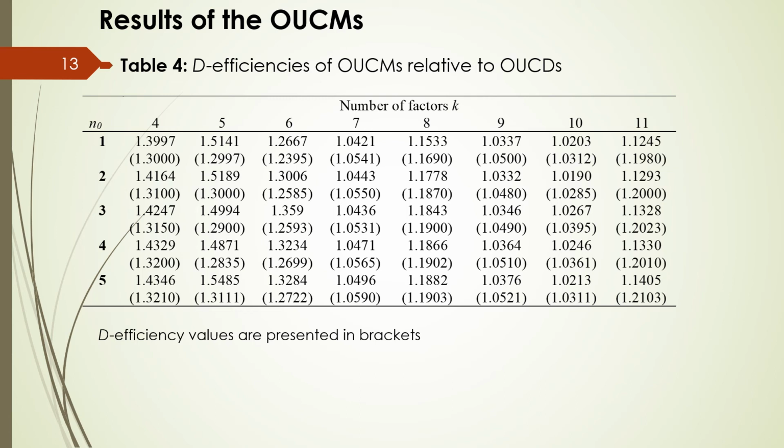The different alpha values are presented above, without the brackets, while the values of the relative D efficiency are presented in brackets. From this table 4, we observe that the OUCM have better new alpha values compared to the initial design, and they also perform better in terms of the relative D efficiency compared to the initial design, for all the cases, all the factors.